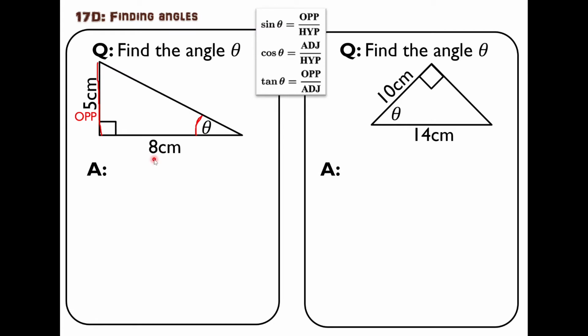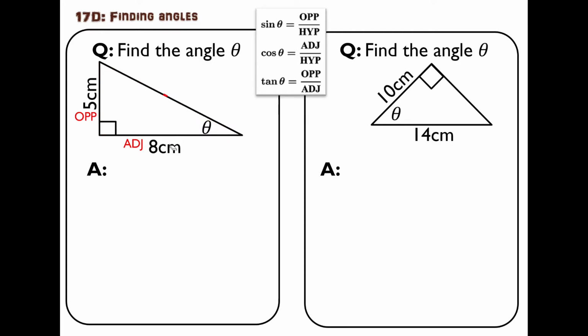And what about this 8 centimeters? Is it opposite, adjacent, or hypotenuse? It is adjacent because it's next to the angle. Of course, there is one other side that's next to the angle, which is this one up here, but this one has a special name, and this one is called the hypotenuse.